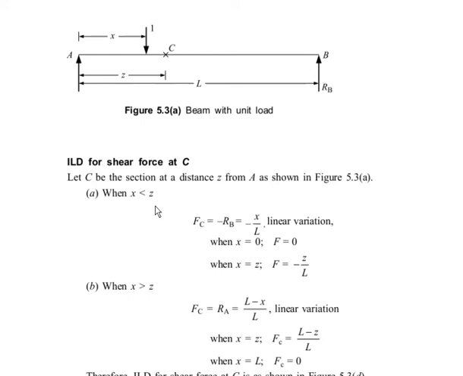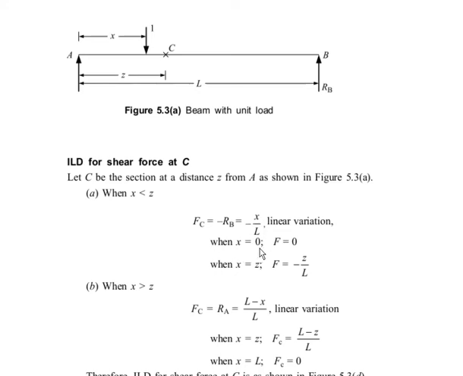And what are the conditions to be applied here? You know that here the unit load is moving from A to C. So when X is equal to 0 to X is equal to Z, those are the boundary conditions to be considered here. So when X is equal to 0, shear force at C is equal to 0, because minus X by L means minus 0 by L.